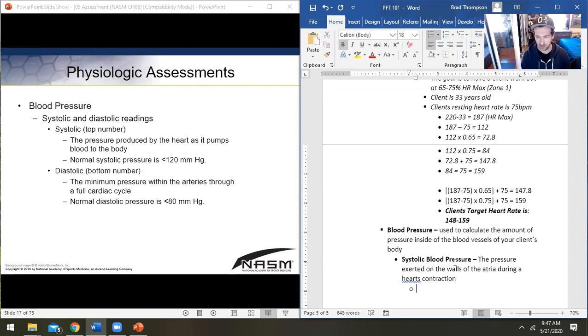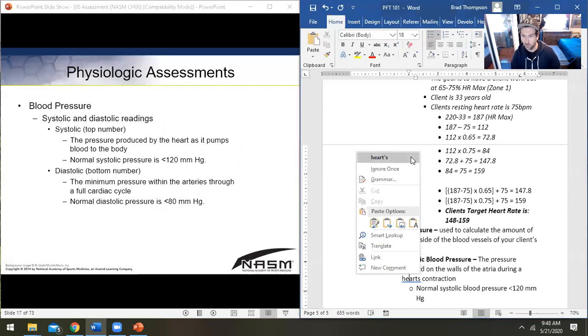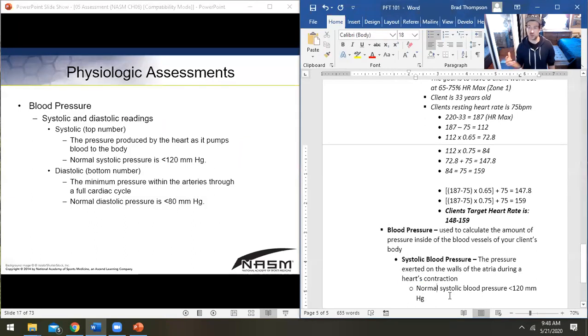Normal systolic blood pressure is going to be 120. Well, actually, it's going to be less than 120 millimeters of mercury in terms of pressure, right? So when you are using the blood pressure cuff, you want that number to basically be 120.